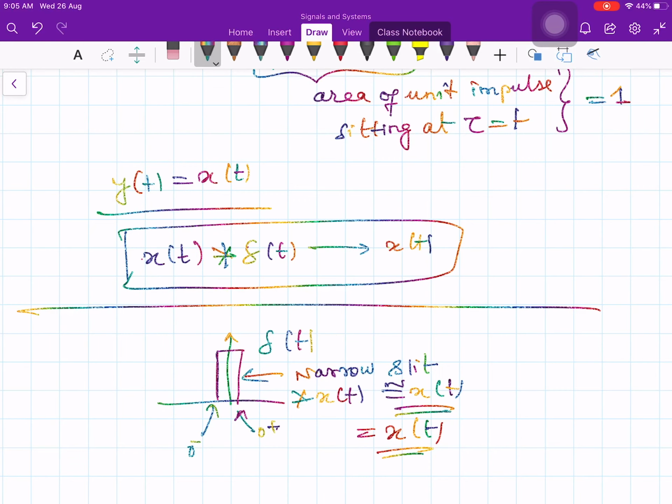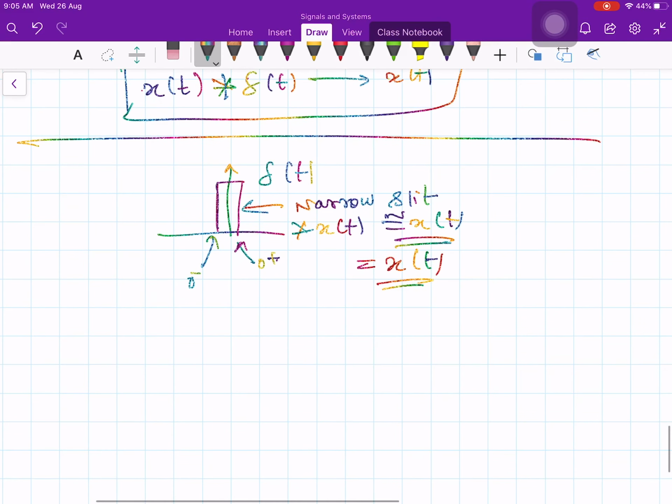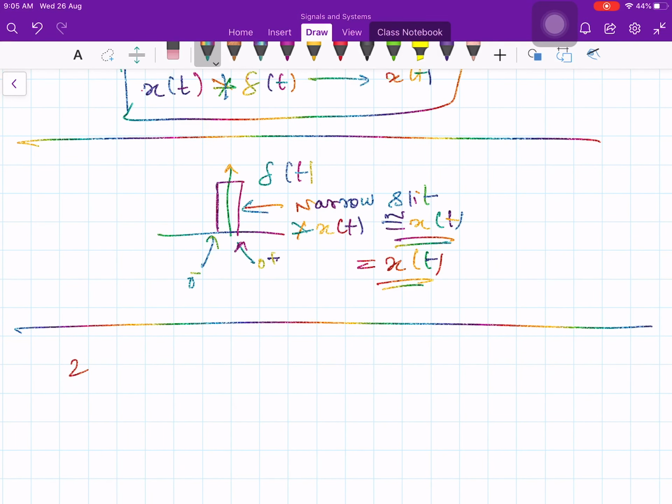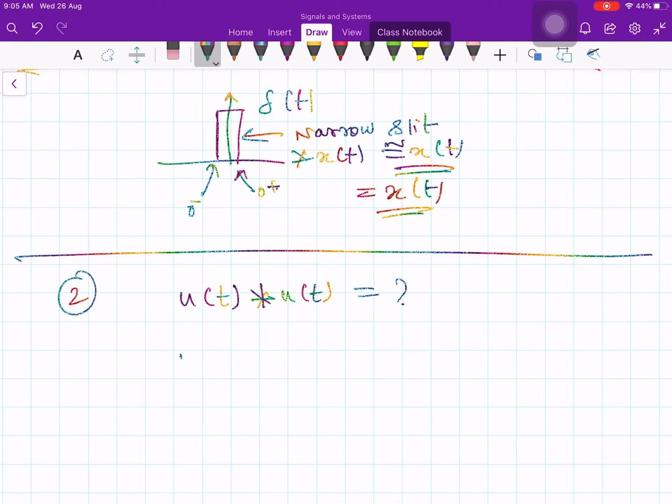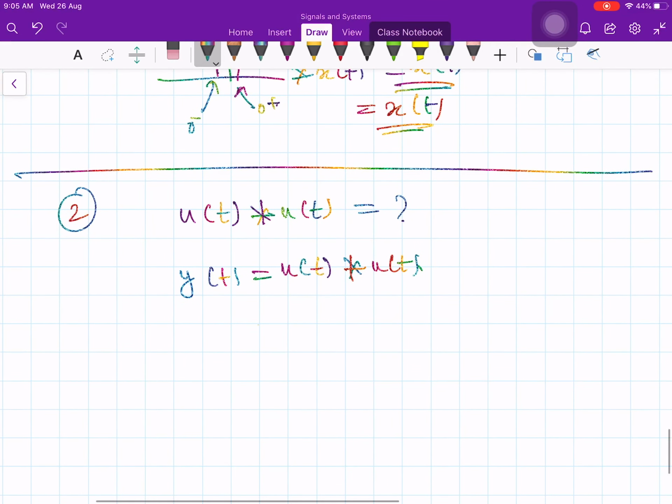Okay. Now let us take the second example. Let us see what happens when a step function u of t is convolved with another unit step function u of t. This is what we want to find out now. Let us say y of t is equal to u of t convolved with u of t. As per the convolution integral definition, it is the integral from minus infinity to plus infinity of u of tau u of t minus tau d tau.